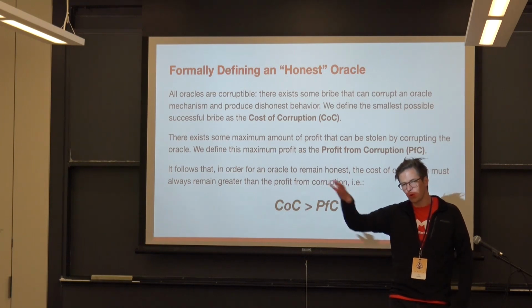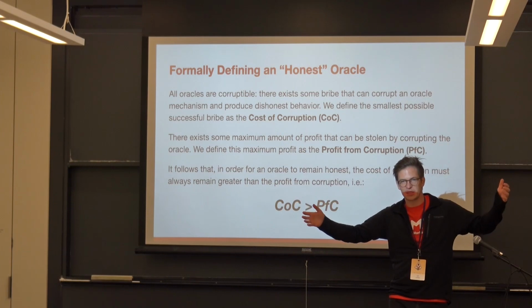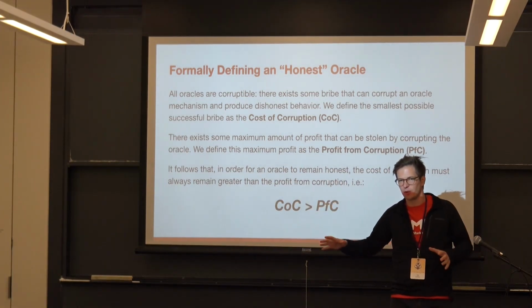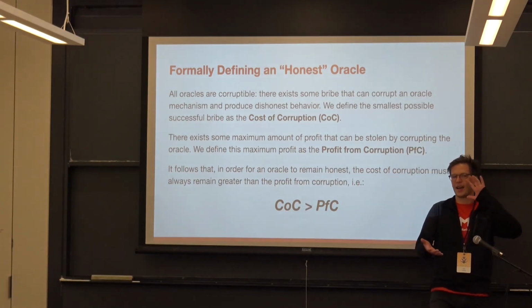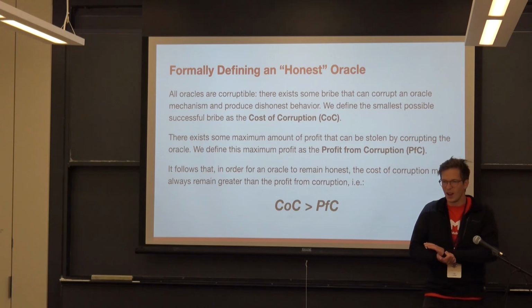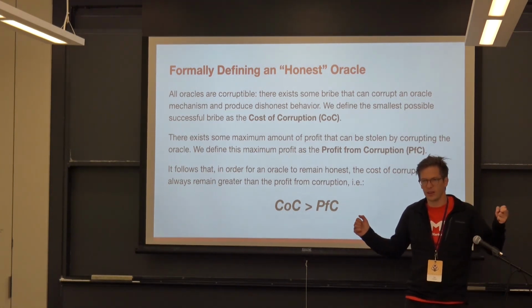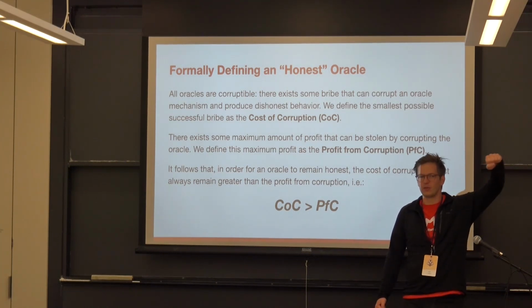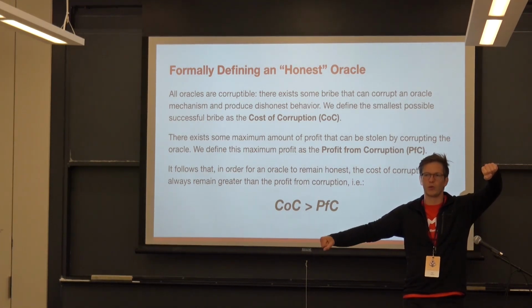Separately, if you were to corrupt this oracle system, there are all these contracts and all this value theoretically linked to it. What is the maximum profit? What is the configuration of the universe in which you could steal the most money? We define that as our profit of corruption. Putting this together, we have our definition of an honest oracle: one where you can prove that the cost of corrupting the oracle system is always greater than the profit you could make if you were to corrupt it. Does that make sense?